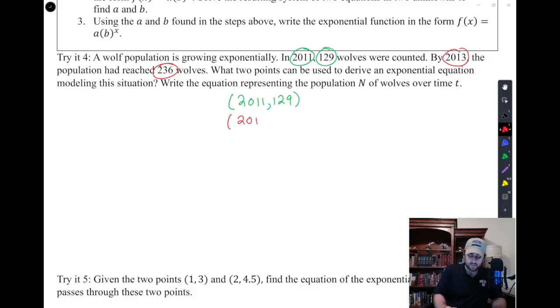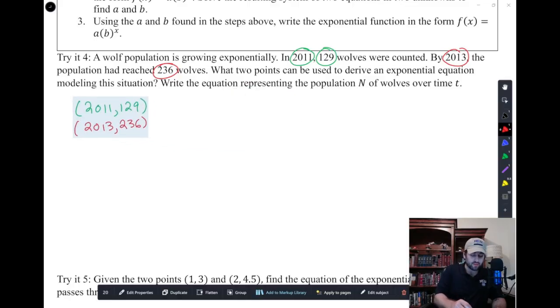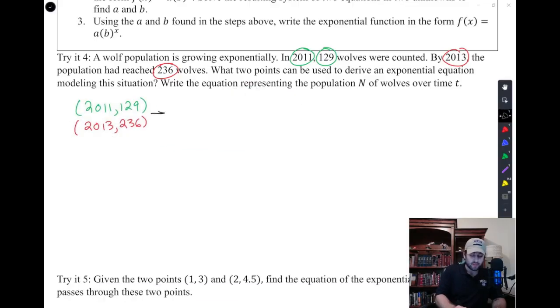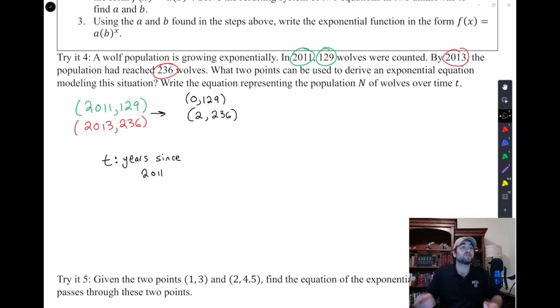So in 2013, it's 236. But what I'm going to do is I'm going to take a book out of the try it 3, the problem we just did, and say, let's call t time years since 2011. And that way we can rewrite this point as 0, 129, and how many years have passed? 2, 236. Because you can't go backwards in time, so we're just going to use that starting point that they gave us as our starting point for the problem, or for the time that's going to pass.